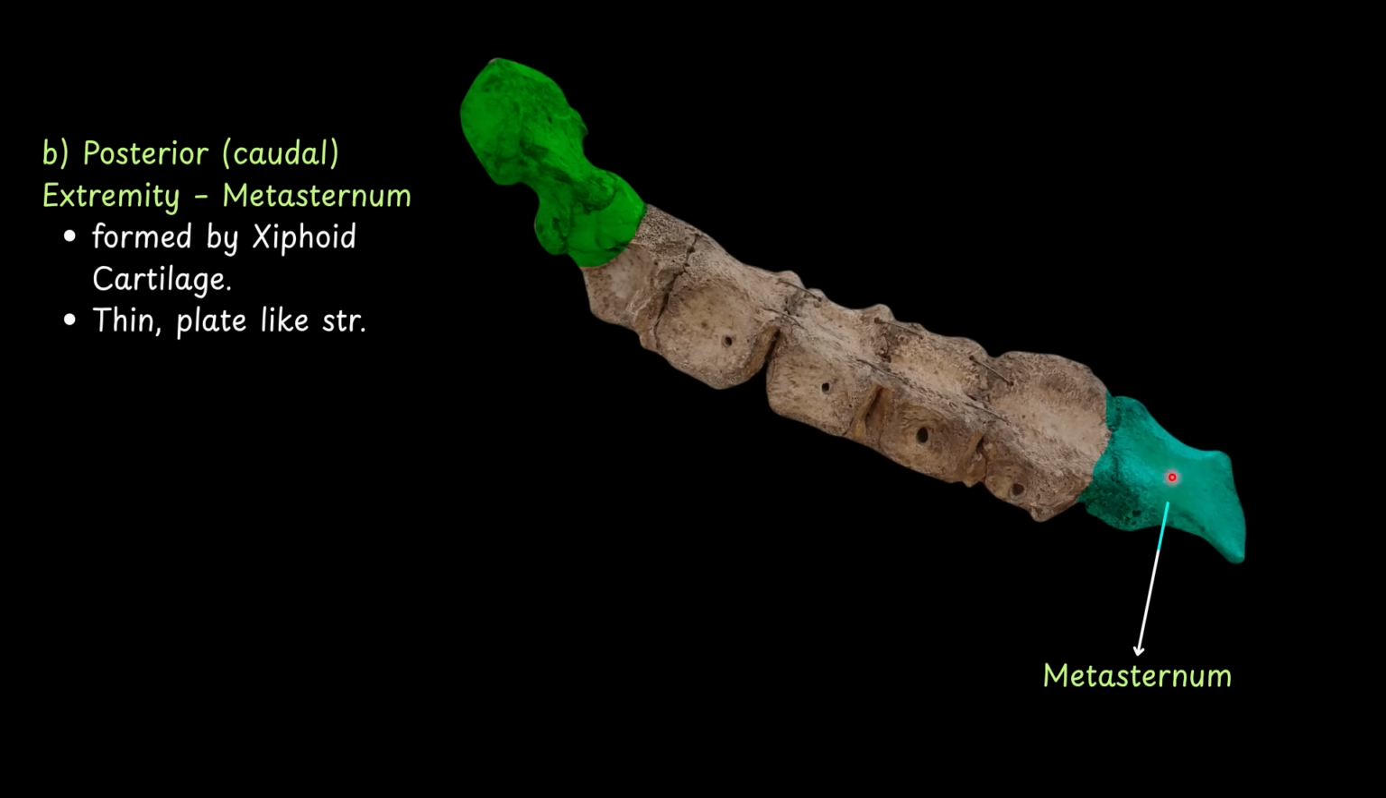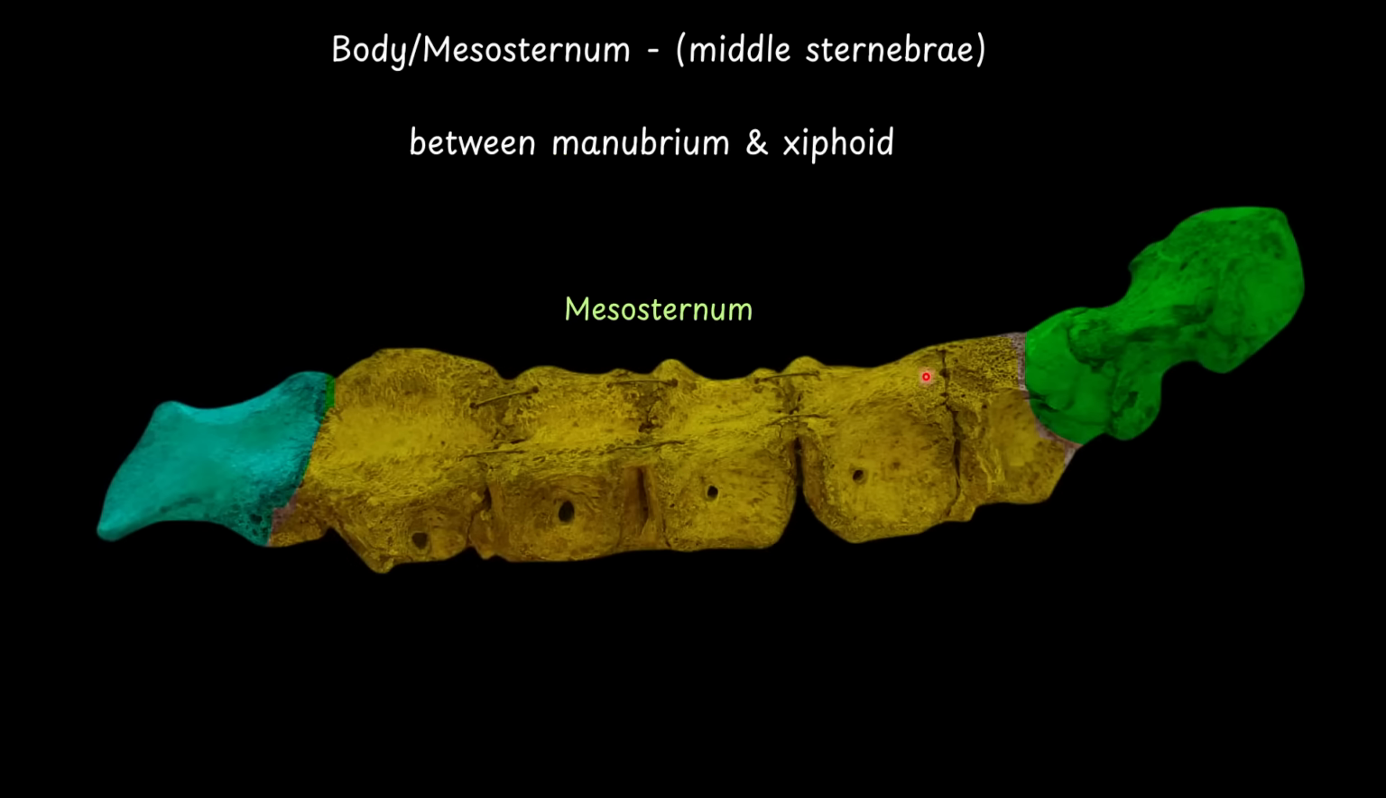So this is the posterior or caudal extremity, or you can say metasternum. It is formed by the xiphoid cartilage, a thin plate-like structure. Body or mesosternum: you can see the middle sternebrae between the manubrium and the xiphoid. So this is the xiphoid and here is the manubrium. Between them you will find the body or mesosternum.